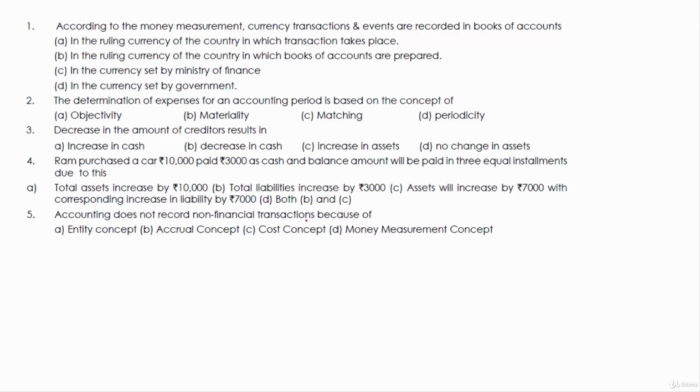Accounting does not record non-financial transactions because of: option A, entity concept; B, accrual concept; C, cost concept; D, money measurement concept. What is the objective of preparing accounts? The very objective of preparing accounts is to know whether the business is making profit or suffering loss, and to know the financial position of the business at any point of time.